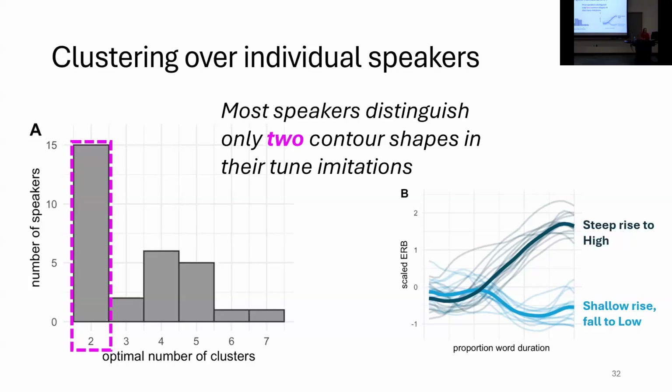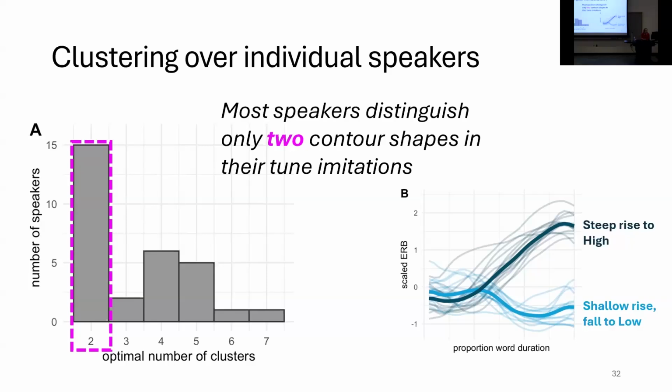On the left, I'm showing you a histogram that shows the number of speakers for different clustering solutions out of the 30 speakers in our experiment. And the optimal clustering solution for most participants, fully 15 out of the 30, used only 2 clusters. So that means they made only a 2-way distinction, with most of the remaining participants showing 4 or 5 clusters.